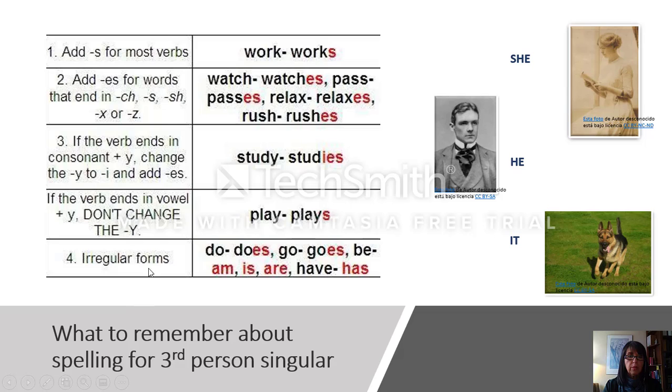Here we also have some irregular forms, like do, does. See, you add an es even though it doesn't end in any of these letters. Go, the same example as do, and the verb to be, which you have to conjugate into am, is, are. Have will be has. These are very important, as you know, in the perfect tenses.